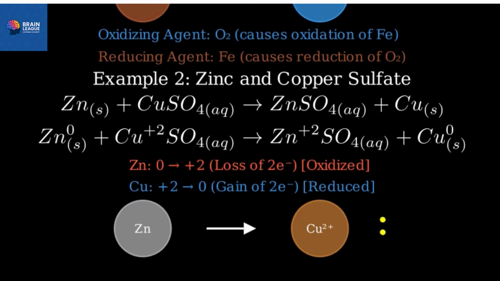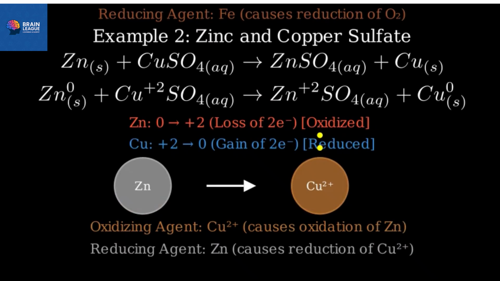Zinc loses 2 electrons and is oxidized, while copper gains 2 electrons and is reduced. So copper 2+ is the oxidizing agent, and zinc is the reducing agent.